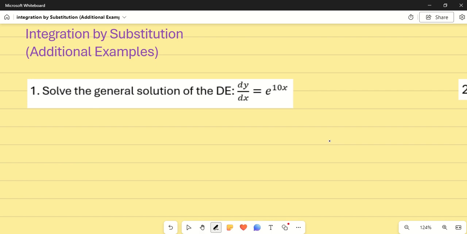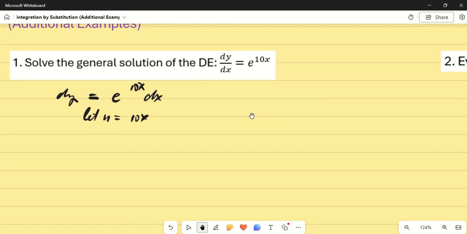So the first thing that you need to do is to cross multiply. So you'll be having your dy is equal to e raised to 10x, and of course you need to write your dx here. Then after that, we identify your u. So your u is equal to 10x. Then you get the derivative of u. So your du here is equal to 10 dx.